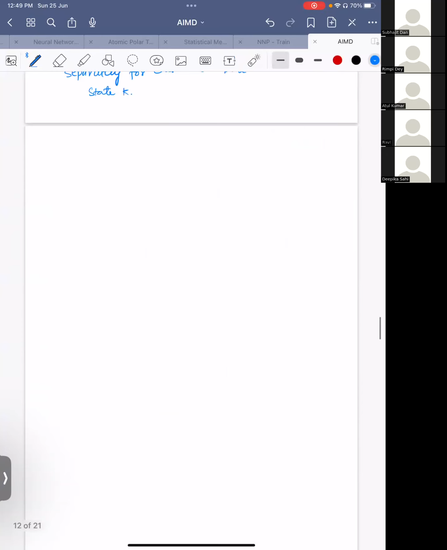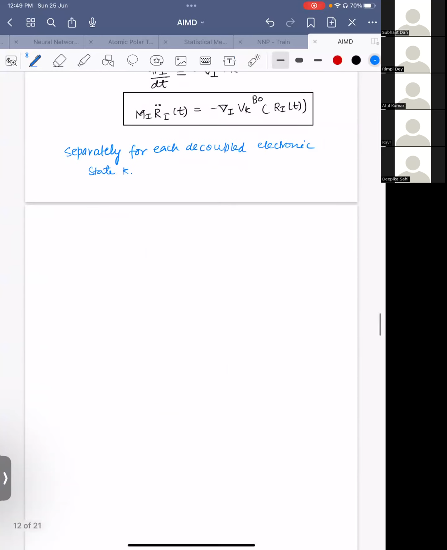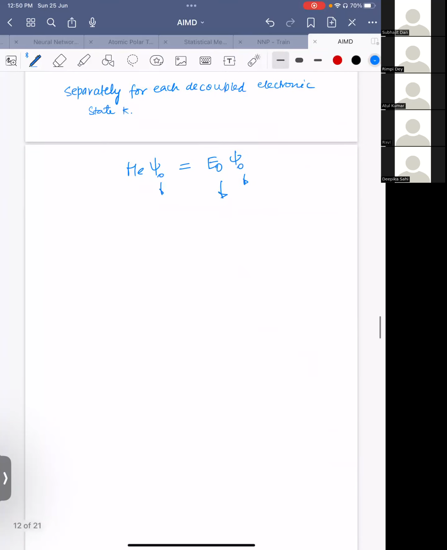So what will be the Newton's equation of motion for the ground state in Born-Oppenheimer? This is nothing but the ground state wave function, and this is the ground state energy.